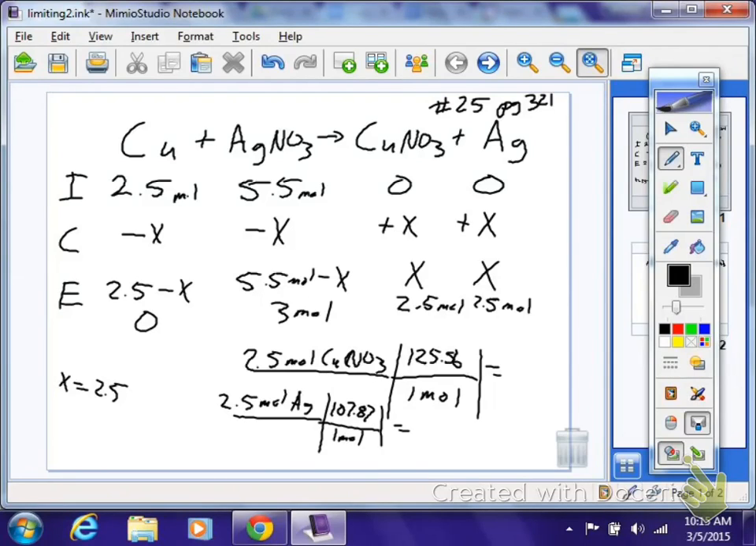And then you'd get your answer for both of those. So if you did the work, went through, did letter D, then the answer for copper nitrate would be 314. And then for silver, would be 270. Any questions on that? Is that what you guys had? If you went that far?